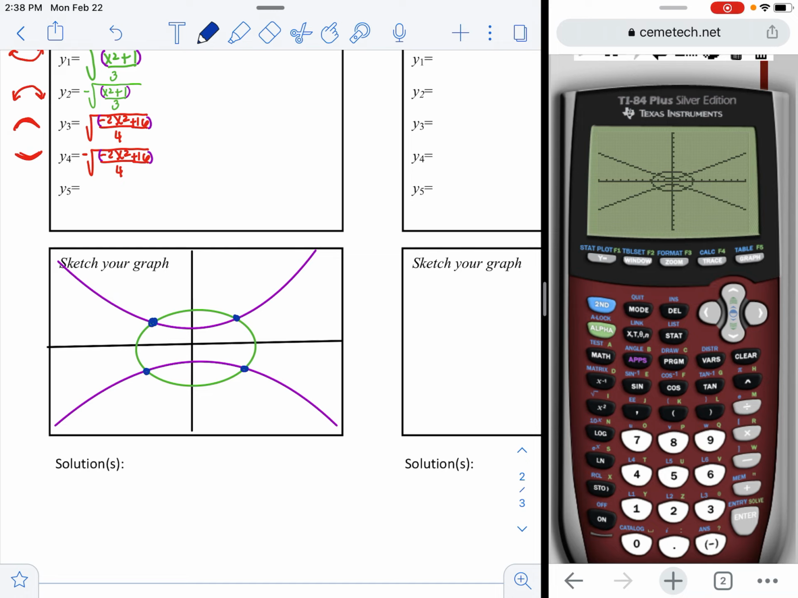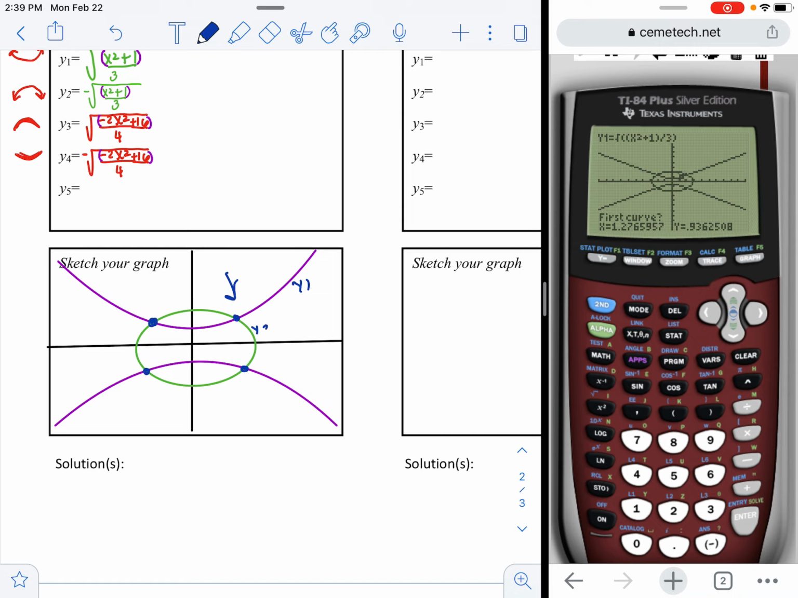Oh, that's better. It's not perfect, but it's better. Okay, so I have 4 points of intersection. 1, 2, 3, 4. So I need to find those 4 points of intersection. All right, here we go. I'm going to do second, calculate. Option number 5 is intersection. So you have to just pick one to start to find. I'll find this one first, so I'll go closer to it. All right, so you have to look at where you are.